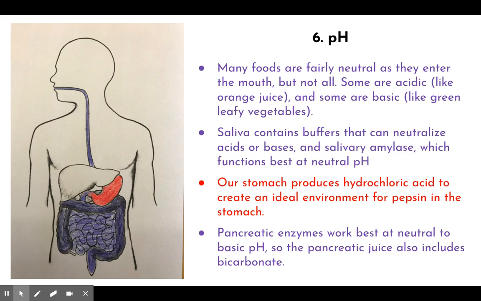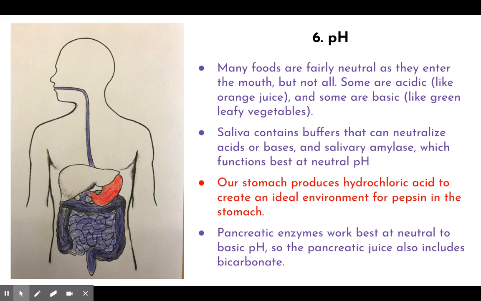Now, many foods are fairly neutral when you eat them, but not all. There are some that are acidic, like orange juice, and some that can make your saliva rather basic, like some of the green leafy vegetables. But saliva contains buffers that can neutralize acids and bases. And that is because the salivary amylase functions best at a neutral pH. So the saliva is going to neutralize the pH, whether it's acidic or basic, and allow that salivary amylase to work well as it travels down the esophagus towards the stomach.